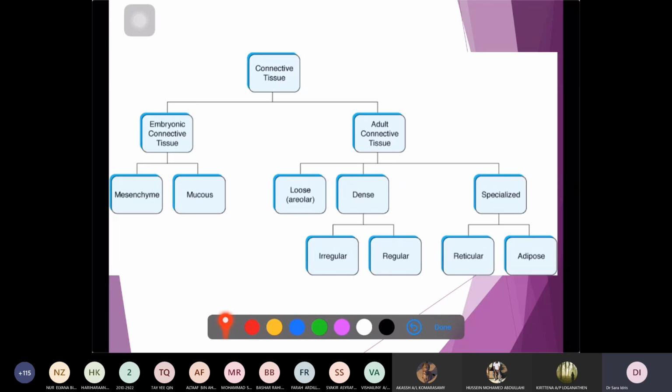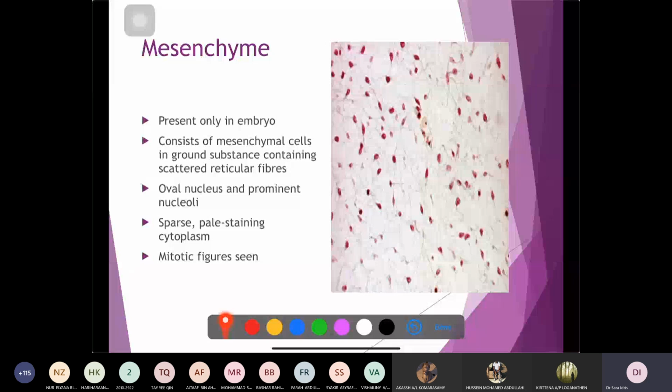But what we're going to look at is this classification. First, embryonic: mesenchyme and mucous. Mesenchyme is only present in the embryo, so only in the antenatal period. It consists of mesenchymal cells in ground substance containing scattered reticular fibers. You can see all of these cells here. These are your mesenchymal cells. Remember, mesenchymal cells are undifferentiated. They come from your mesoderm layer. They haven't yet decided whether they want to be bone, fibroblasts, or osteocytes. They haven't decided yet what they want to become.